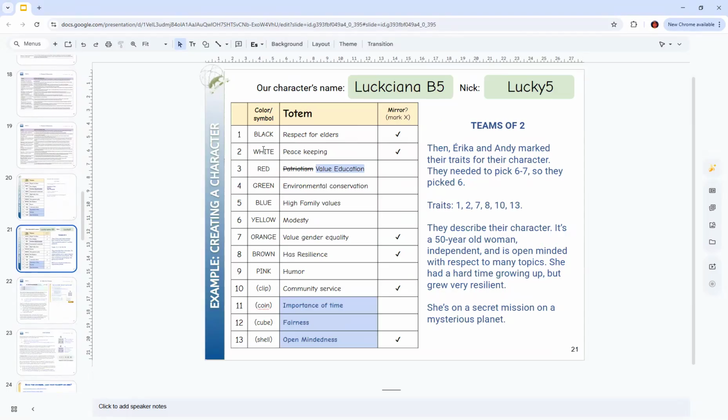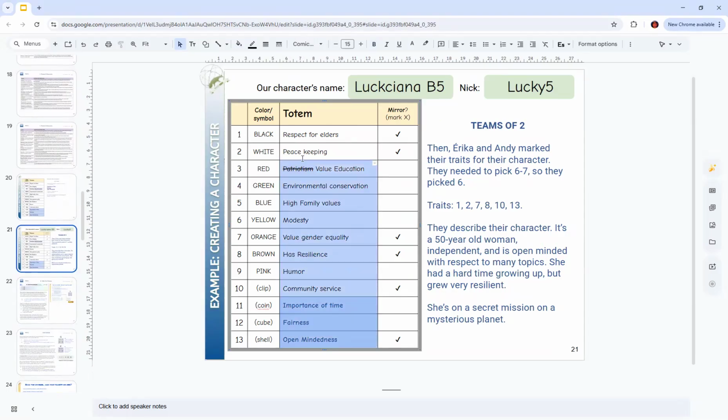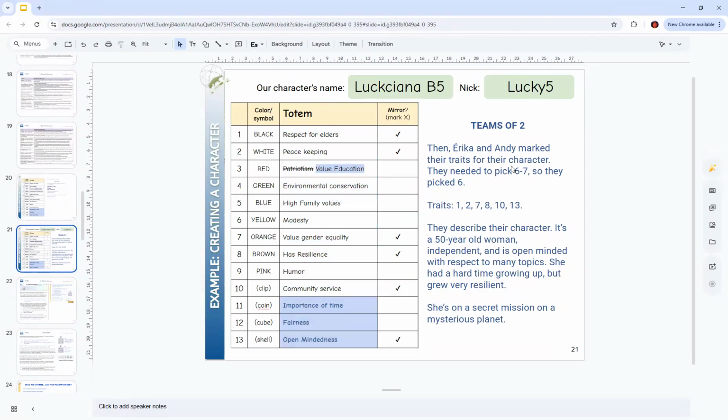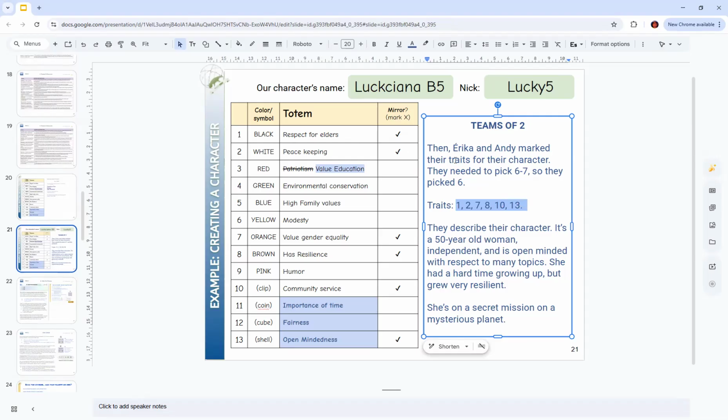Let's say the whole table already decided on these 13 totems. And so let's say teams of two, Erica and Andy, mark the traits for the character they want. It has to be 6 or 7, so they pick 6 traits: 1, 2, 7, 8, 10, 13. They just mark it here. So this involves negotiating, right? Maybe they can do 3 Erica, 3 Andy, but you would rather see them negotiate and discuss what they want about their character.